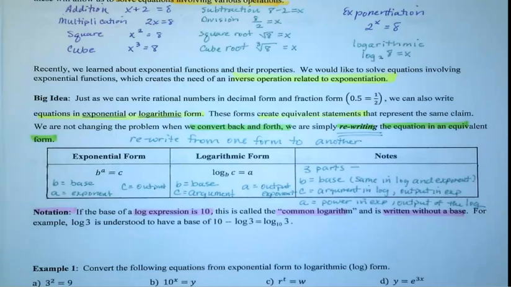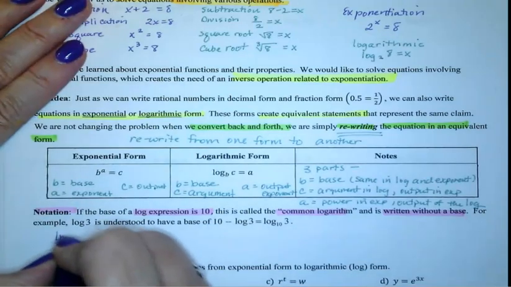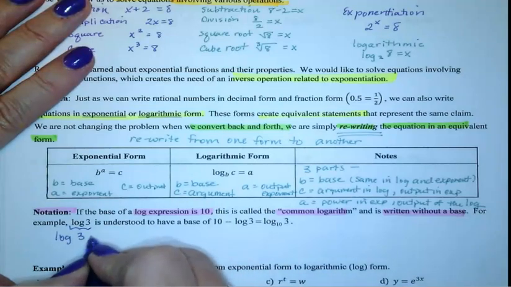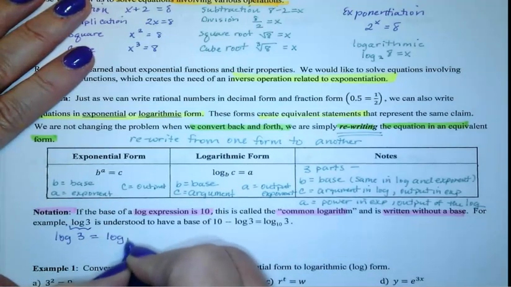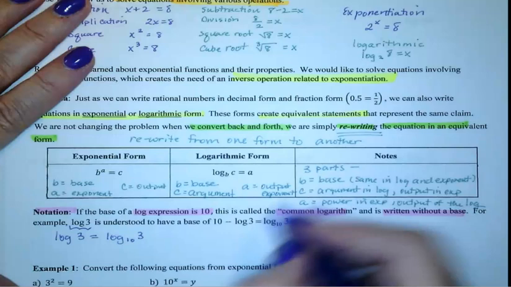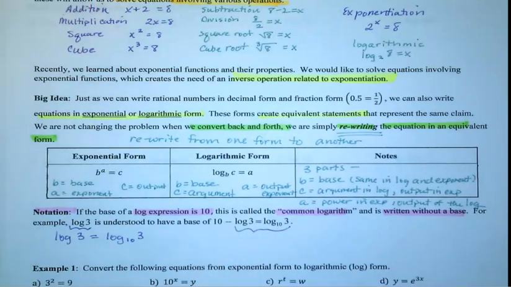For example, if we have log of 3 right here, then that is the same thing as log base 10 of 3. But you won't see the base 10 like it is right here. You're just going to see log of 3 because that's one of the most, well, as it's named, common log, right? So that's one of the ones that we use.